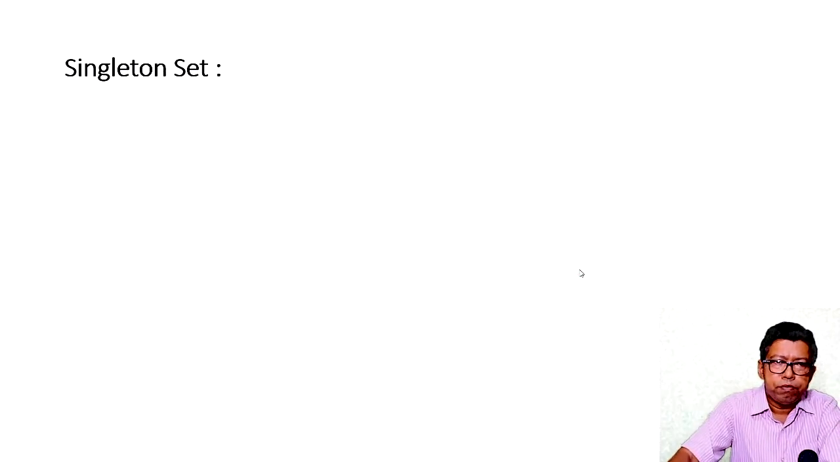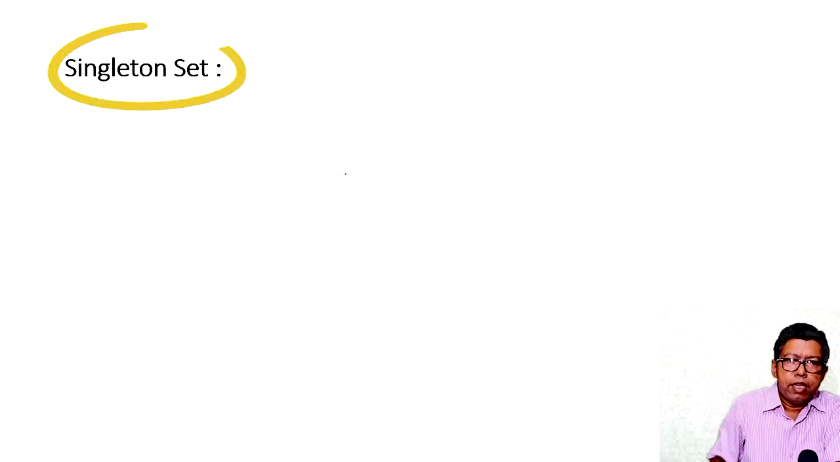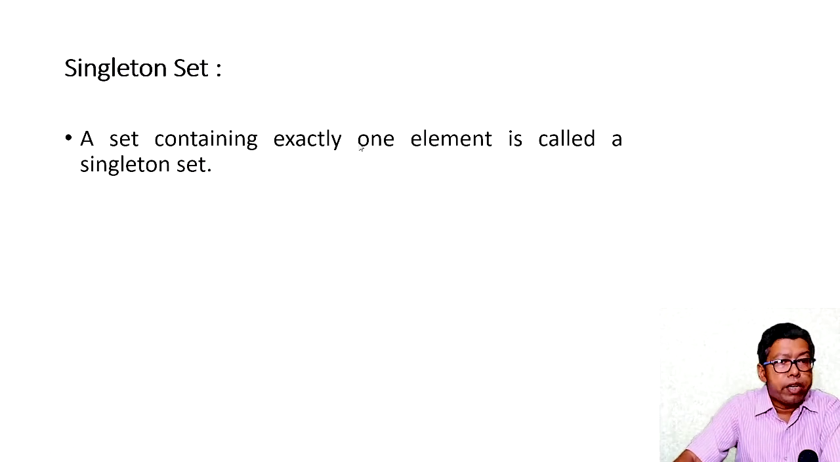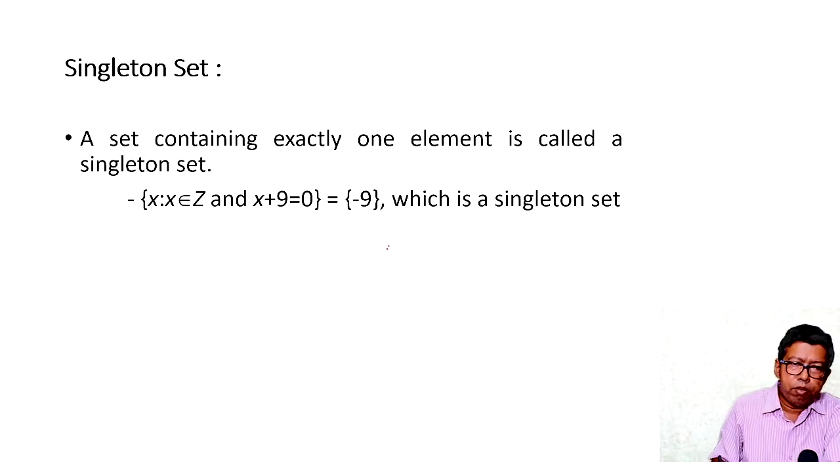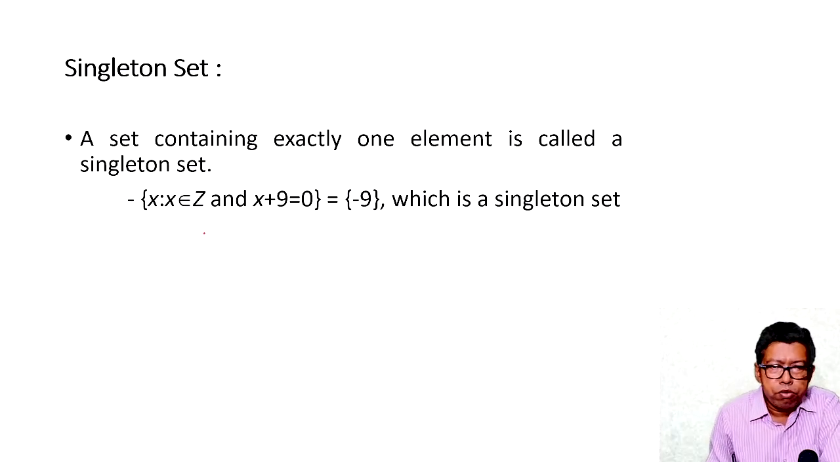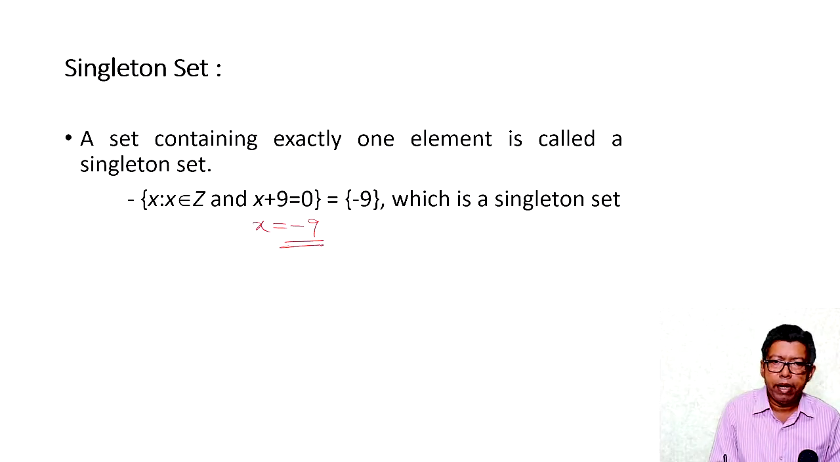Okay, next, singleton set. A singleton set means a set which is containing only one element. As for example, the set of x such that x belongs to Z and x plus 9 is equal to 0. In this case, if you calculate, you will find x is equal to minus 9. So the element of the set is minus 9, which is a singleton set, because there is only one element.